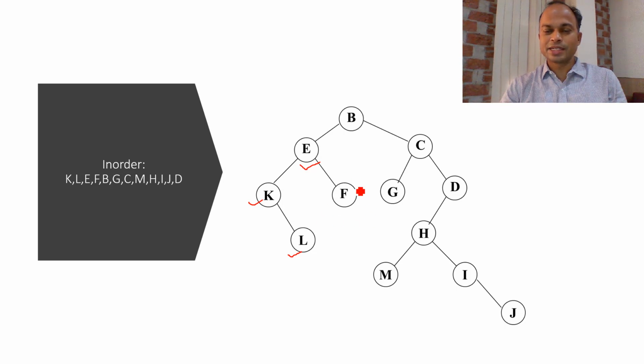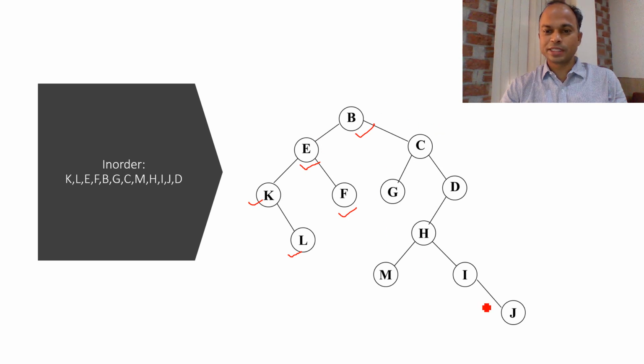After visiting this root, we have to visit the right subtree. No further child is available, therefore we visit F. We have now visited the left subtree of root B. After visiting the left subtree, we have to visit the root. Now we are visiting the root, which is B. The left tree has been visited, and the root has been visited.